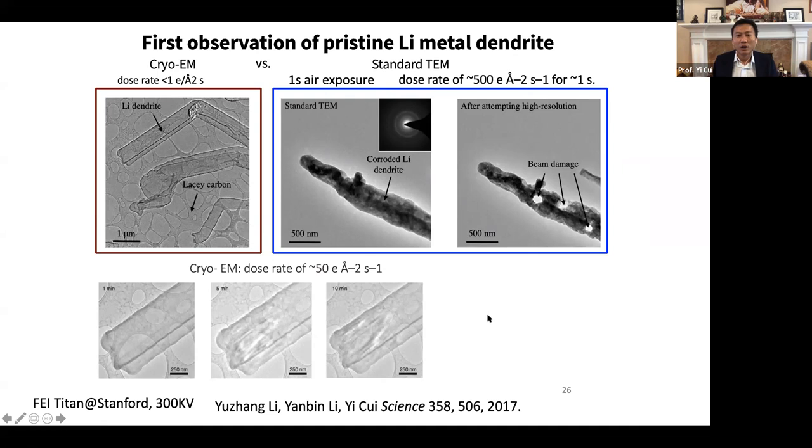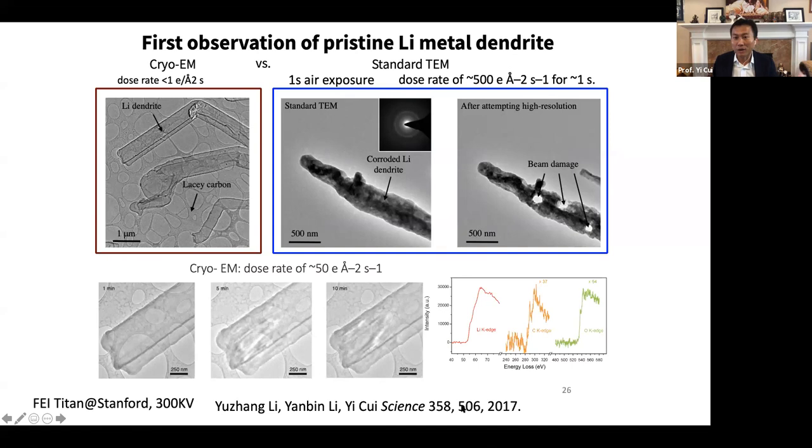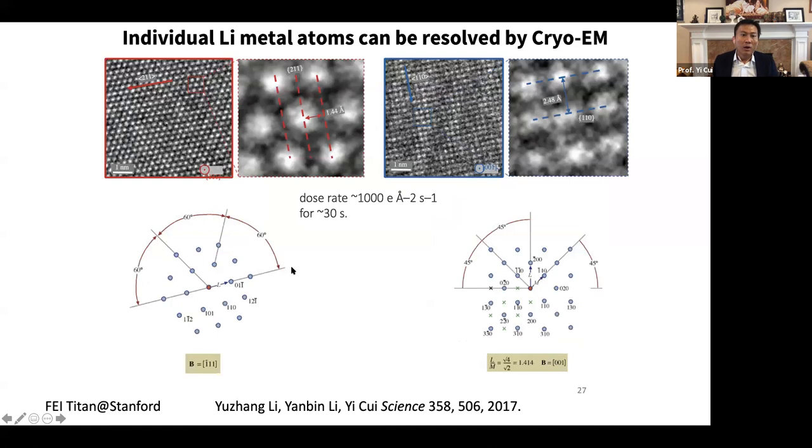So to confirm it's metallic lithium, we did the EELS spectrum. The lithium K edge is really telling us that's metallic lithium, not ionic lithium. Under this imaging condition, let me remind you, we use 300 kV to do the imaging in the Titan, right? Under two different zone axes, 111 and 001, we can clearly see atomic columns of metallic lithium right there. I was very, very excited seeing this.